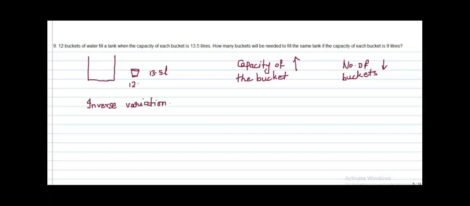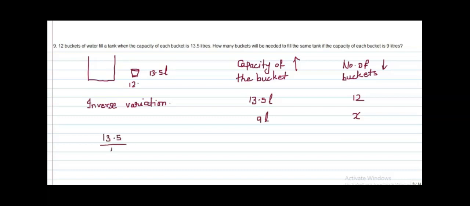Okay, now we will observe the values here. In the first case, the capacity of each bucket is 13.5 liters and we need 12 buckets of water. In the second case, how many buckets will be needed to fill the same tank if the capacity of each bucket is 9 liters? Now we will solve it.